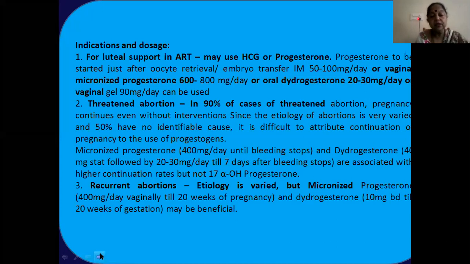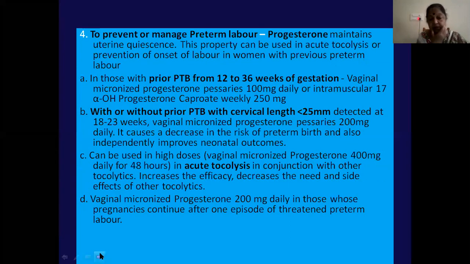Recurrent abortion, the etiology is varied, but the micronized progesterone is preferred. And there are injectable progesterones which are very effective, like 17 hydroxyprogesterone. There are various studies published, and we know certainly that the patient receives the injection, and these are a few of the indications for preterm labor and short cervical length.